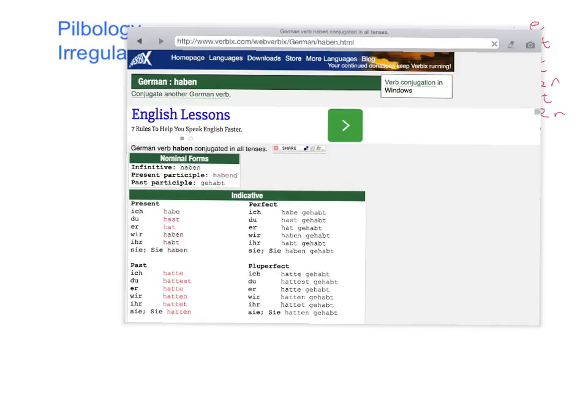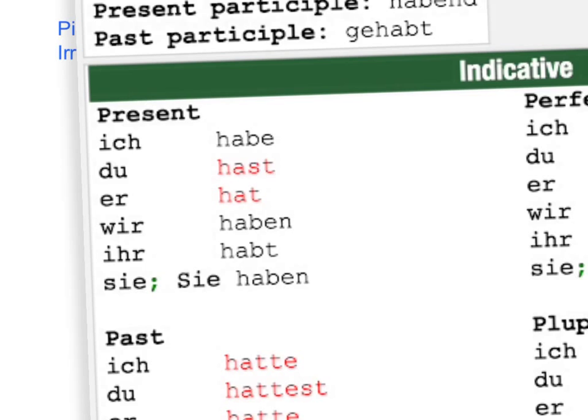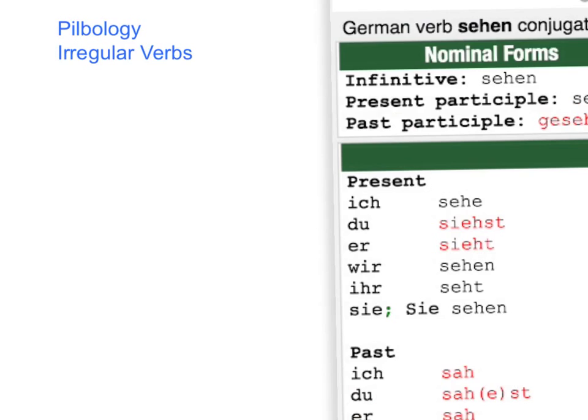Now, one rule that might be worth noting down is the rule that generally irregular verbs are irregular in the du and the er, sie, es form. I'll say that again. It's generally the du and the er, sie, es, and you can see how that's actually highlighted here in red on this particular site. Another fine example is here with the verb sehen. Sehen, to see, which is a particularly useful verb. So again, du and er, sie, es, man form are irregular.